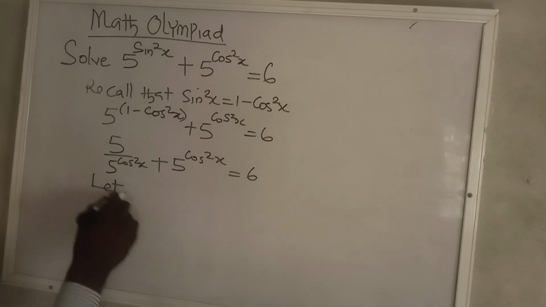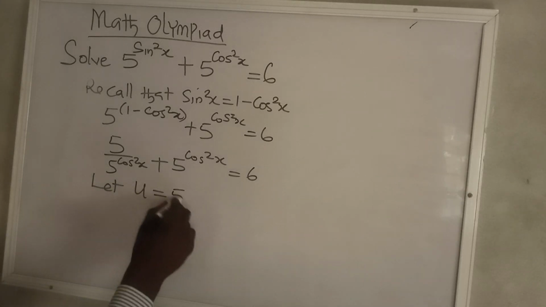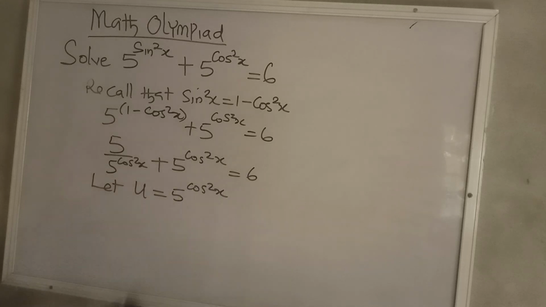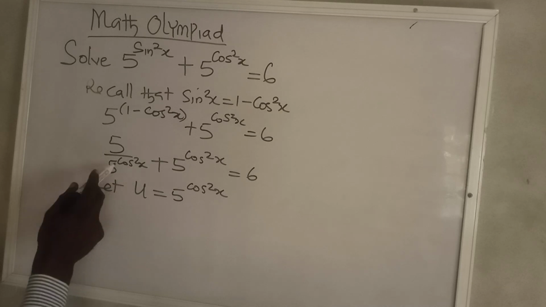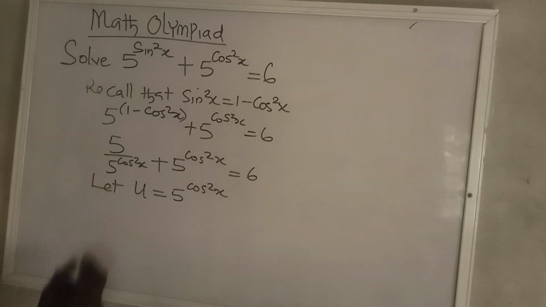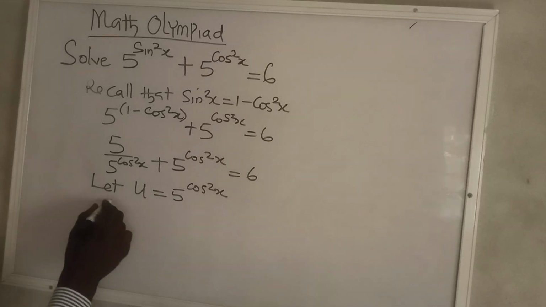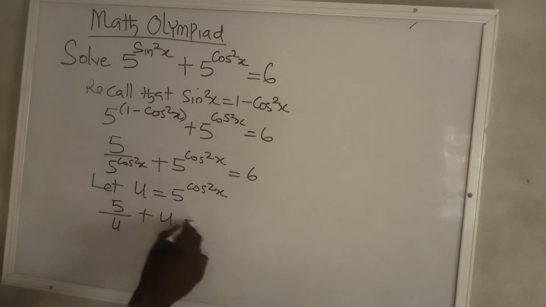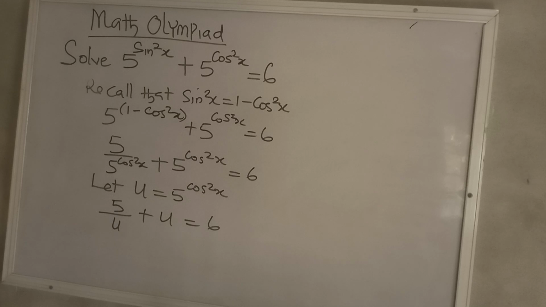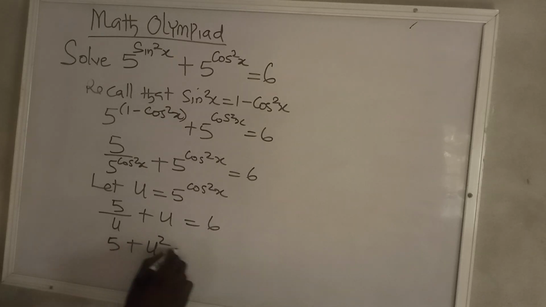Let u equal 5 to the power cos squared x. I'll substitute u where we have 5 to the power cos squared x. So this becomes 5 over u plus u equals 6. If I find the LCM, this becomes 5 plus u squared equals 6u.